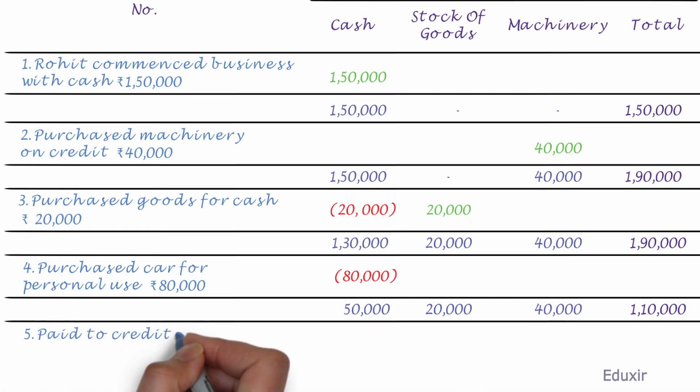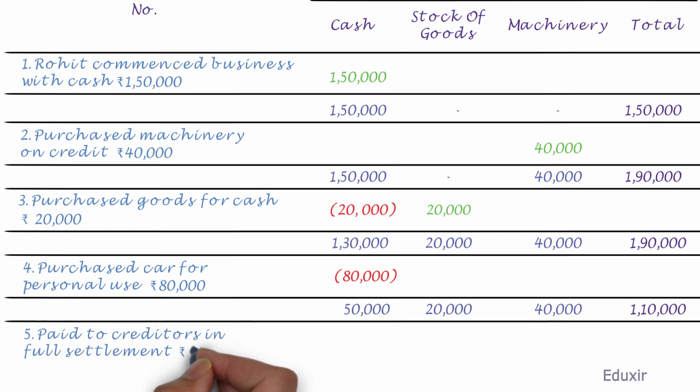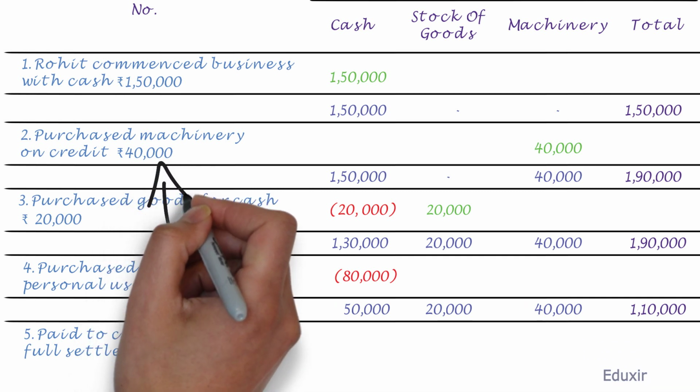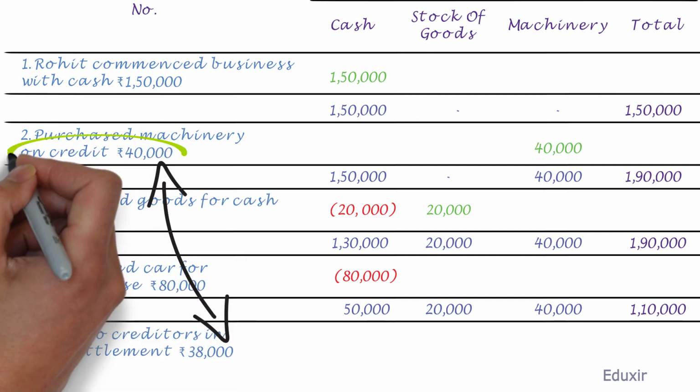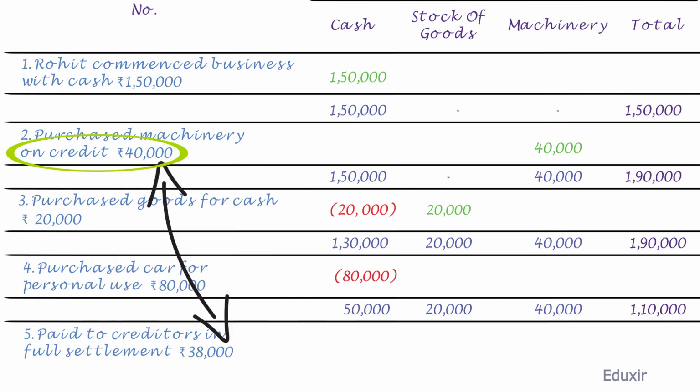Paid to the creditors in full settlement 38,000. This transaction is related to the second transaction, wherein the business has purchased machinery worth 40,000 rupees on credit. As the payment is made in full settlement, it is understood that the seller of the machinery has agreed to provide a discount of 2,000 rupees. So instead of 40,000, we are paying only 38,000.